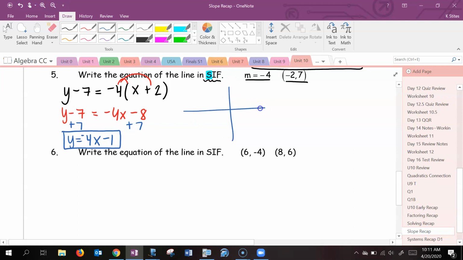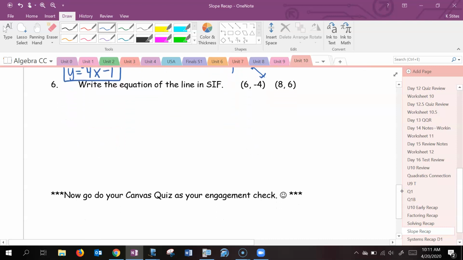Okay, and then if you had a grid, if you wanted to, you could graph it. You would start at -1 and you'd go down 4 over 1. Okay, so look, I don't know, something like this. Okay. All right, last one. We're going to do slope-intercept form again, but notice this time you're not given slope, so we will have to find it first. And I'll write your formula for you again. This is something you should commit to memory.